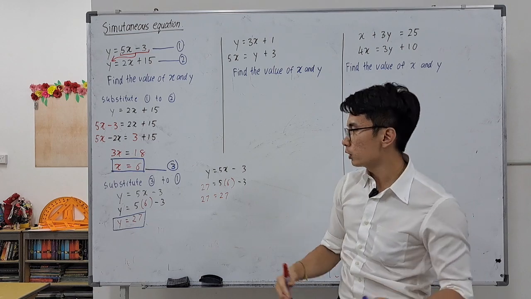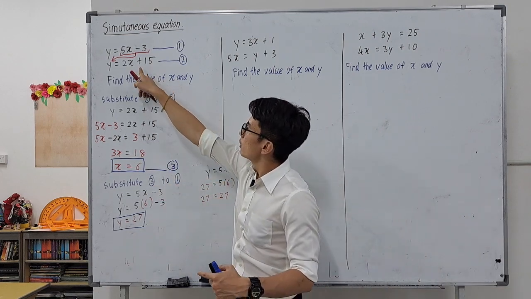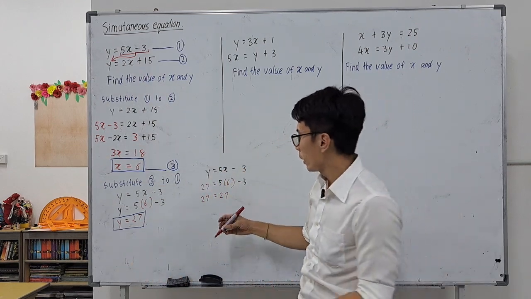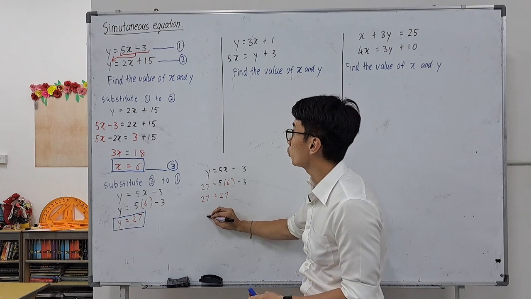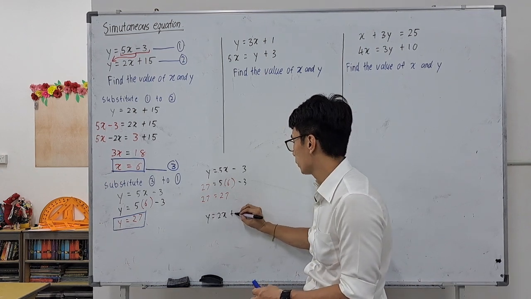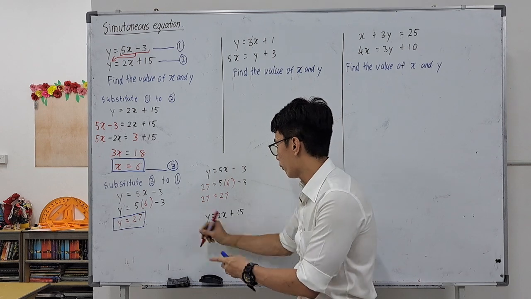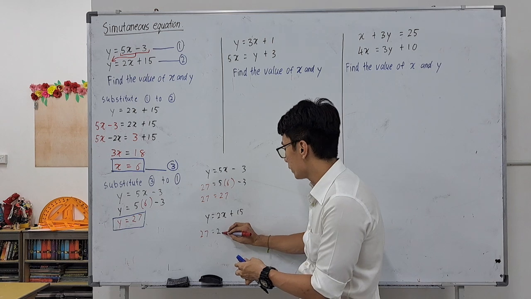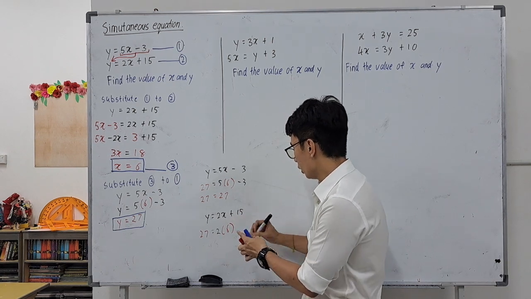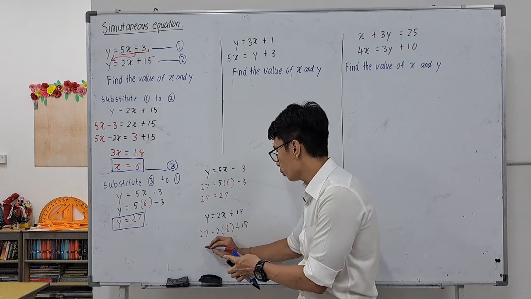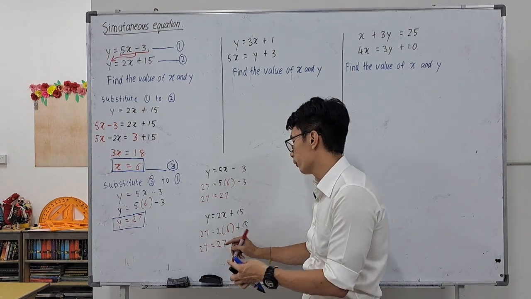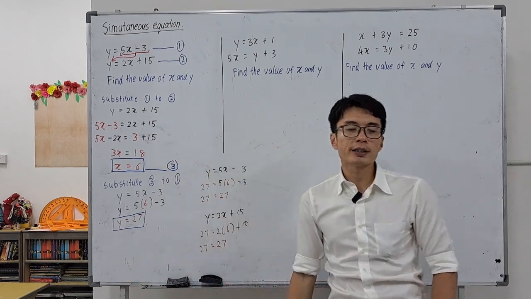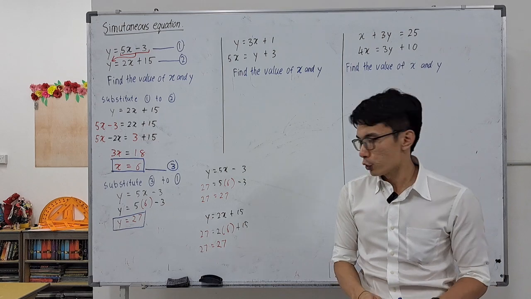But don't be too happy first, because if your answer is correct, when you substitute x and y into this equation, it should be true as well. So let's quickly check that. My equation 2 is y is equal to 2x plus 15. My y, we have found out, is 27. It's equal to 2 times 6 plus 15. And true enough, we still get 27 equals 27. So with that, we know that the answer we get is the correct answer. That's how we solve simultaneous equation.